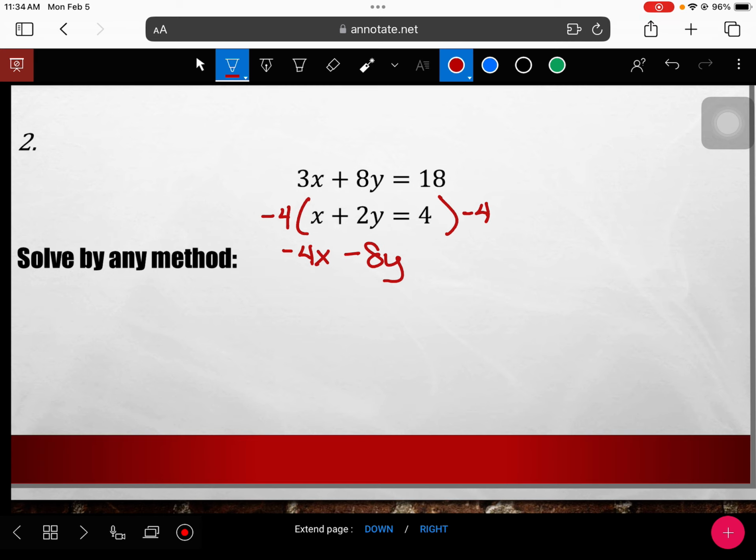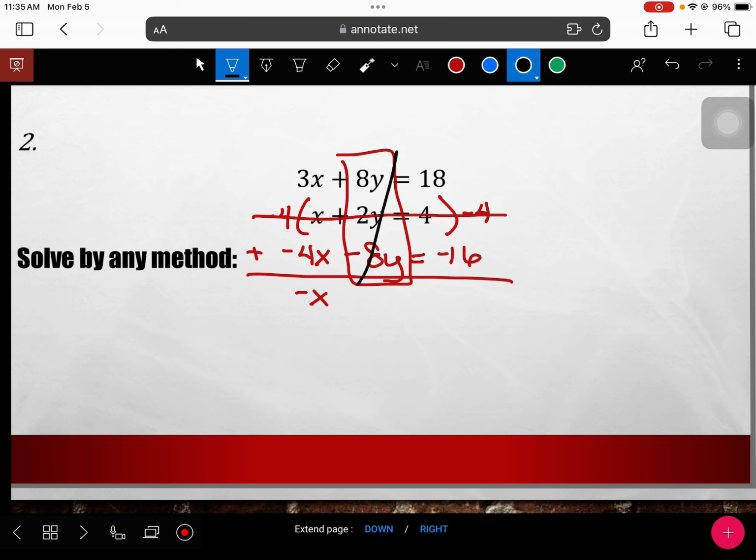Okay. And 4 times -4 is -16. So essentially we've gotten rid of that. Let's add these together. 3x and -4x gives me -x, 8y and -8y, those cancel out. And that is equal to 18 plus -16, which is +2. So if -x is equal to 2, I can divide by -1, and x is equal to -2.